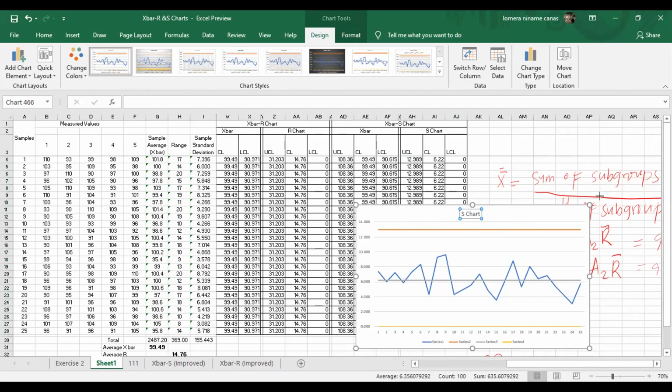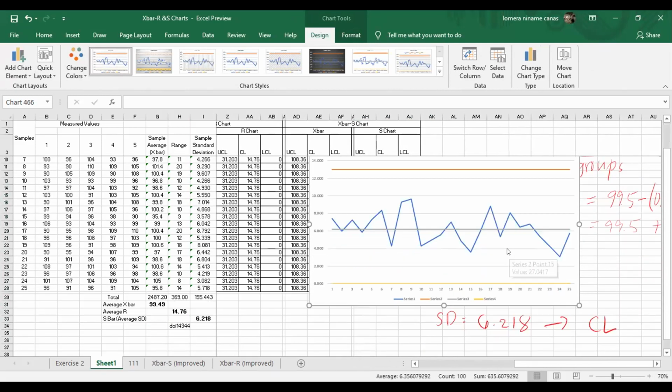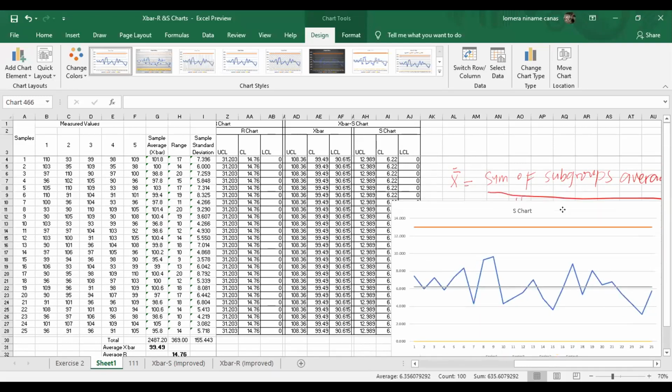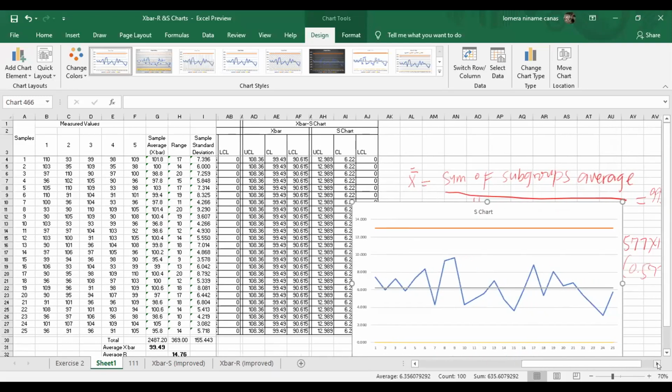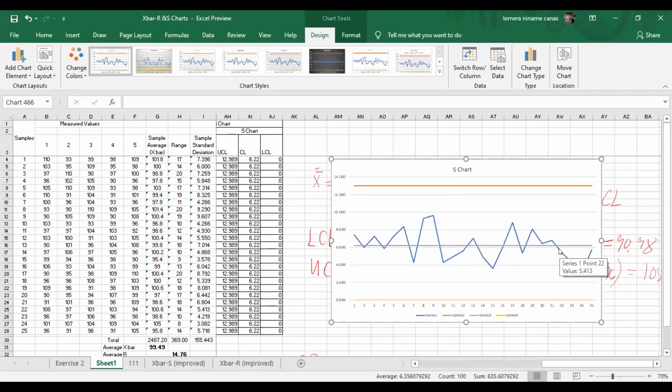Is it within or out of the limit? Okay, within. Still, our S chart is within the limit. Okay, so since the S chart is within limit, we can now proceed to our X bar chart using the standard deviation.